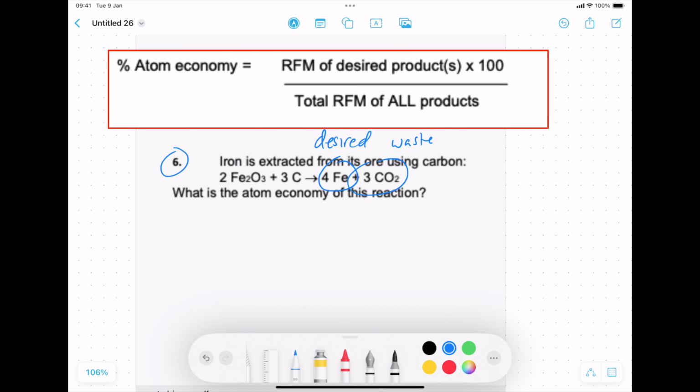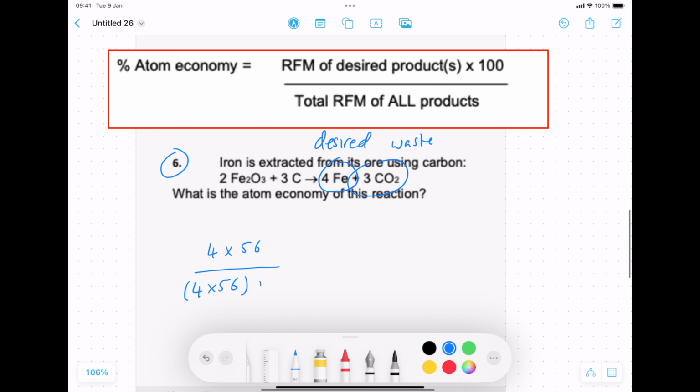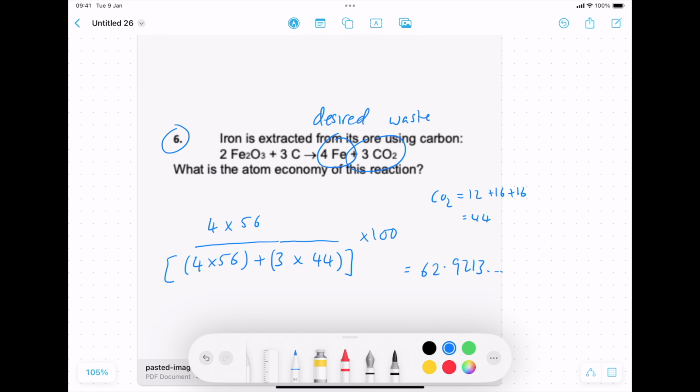So on the top we have 4 times 56, because iron has an atomic mass of 56 and there's 4 of them, divided by 4 times 56 plus 3 times, so 1 carbon dioxide is 12 plus 16 plus 16 is 44. Grab your calculator. Don't forget to bracket all of this in 1 on the bottom, and then you times by 100 at the end. Gives an answer of, to 1 decimal place, 62.9%.